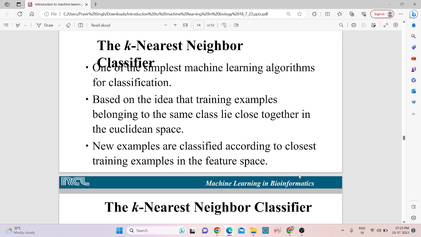I will give you a simple algorithm to start with. This is known as the k-nearest neighbor algorithm. It is based on the idea that examples which belong to the same class, or have the same protein functionalities, lie close together in the Euclidean space. So new examples can be classified depending upon the class labels of the closest training examples to a given example.